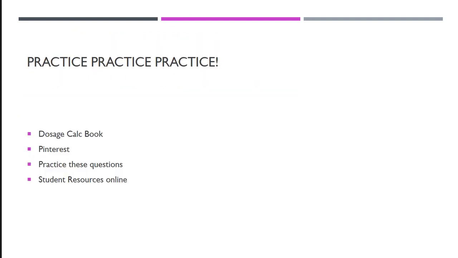Speaking of, you have a dosage calculation book. You need to be using it. There's Pinterest, there's practice of these actual questions. There's multiple online resources to help you get more and more practice. So I want you to keep practicing these. These are some very difficult and long dimensional analysis problems, but if you follow dimensional analysis, this should help you make sure that you are getting every step of every equation completed. I hope you found this interesting, or at least informative.